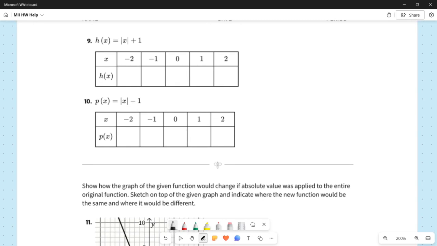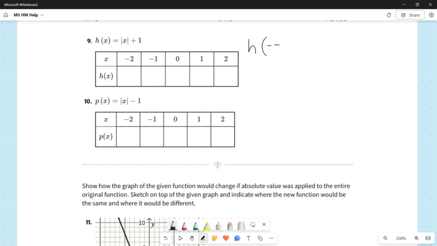Number 9 is pretty similar to number 8. Again, we have a function here, an explicit equation. We've got a little absolute value that we have to deal with, and we're going to plug in our inputs from negative 2 to 2. For the first one, I'll write it out, but I think that'll be the only one that we're going to have to write out.